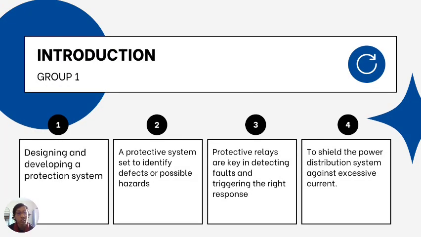So for introduction, first is designing and developing a protective system, which is to detect and isolate fault in electrical system. Second is a protective system set to identify defect or possible hazard in lines and other components. Next, protective relays are key in detecting faults and triggering the right response. Protective relays are designed to detect overcurrent and overvoltage. Next is to shield the power distribution system against excessive current, which is our aim, reducing the risk of tripping or power loss.